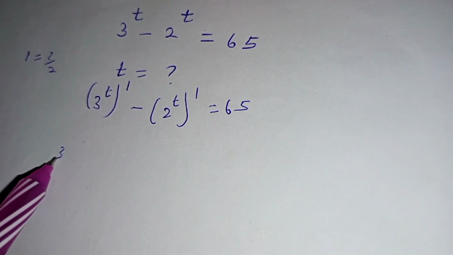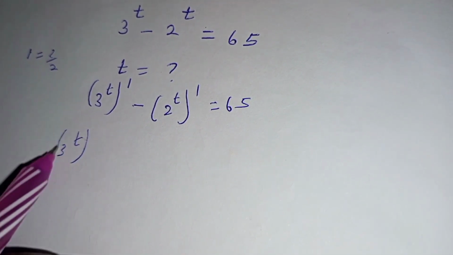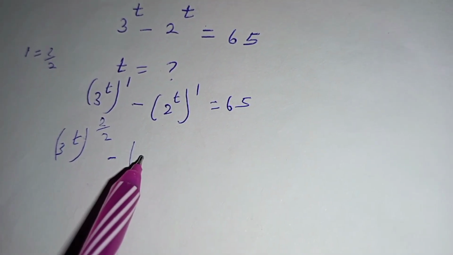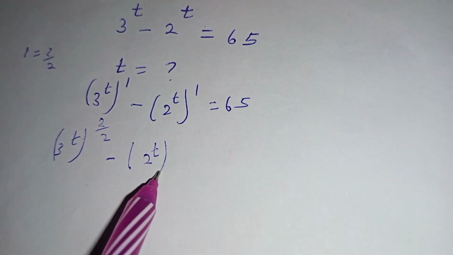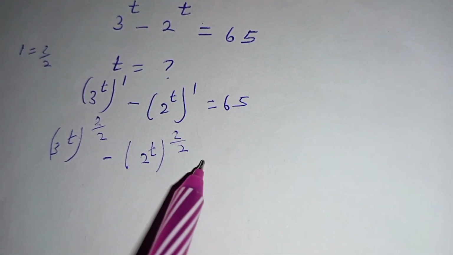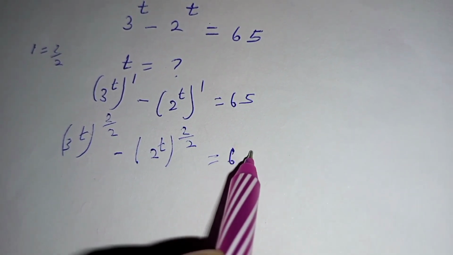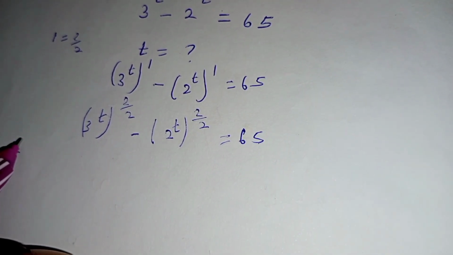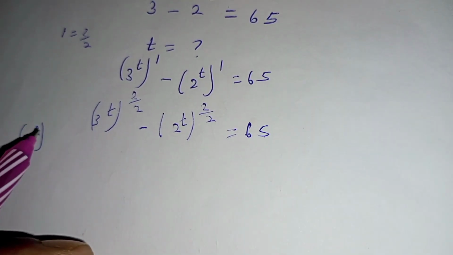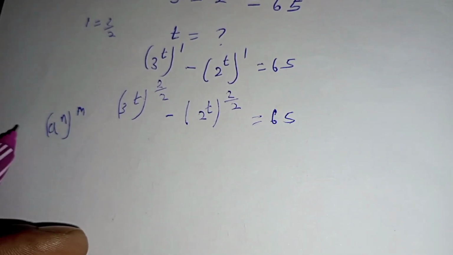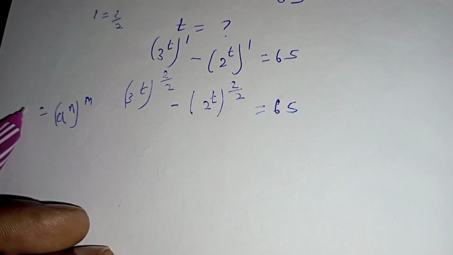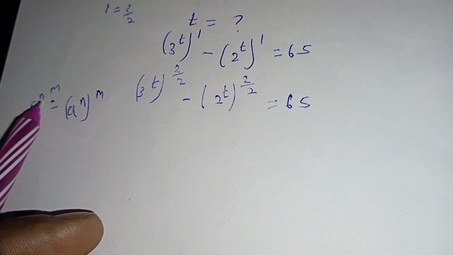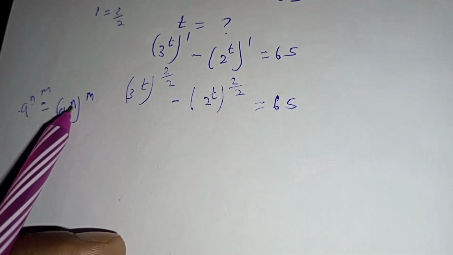So we shall have (3 to the power of t) to the power 2 over 2, minus (2 to the power of t) to the power 2 over 2, equal to 65. Then we note the law of indices: if you have a to the power n, all to the power m, this can be written as a to the power of n multiplied by m. So a^(nm) is the same as (a^n)^m.